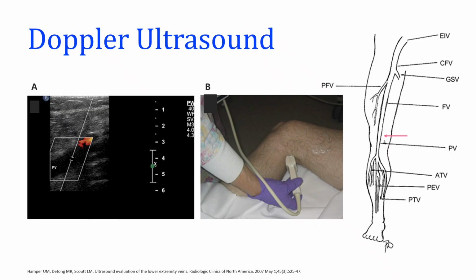This slide highlights the role of Doppler ultrasound in evaluating venous blood flow when assessing for DVT. In image A, Doppler ultrasound shows an occlusive venous thrombosis, demonstrating complete absence of color flow in the popliteal vein. Patient and clinician positioning for this examination are seen in image B. The diagram on the far right illustrates the anatomy of the deep venous system of the lower extremity, including the popliteal vein, as highlighted by the red arrow and evaluated in these images.